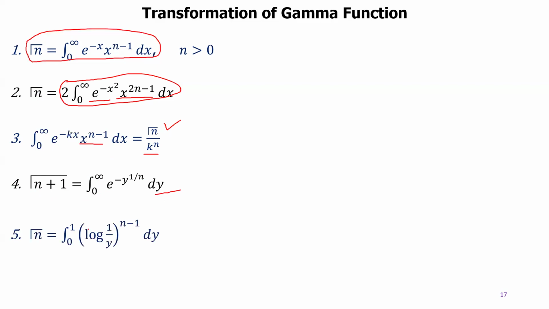And the fifth property is gamma of n equal to the integration under the limit 0 to 1 of log 1 upon y whole to the power n minus 1 with respect to y. So these are some different forms of the gamma function. The gamma function can also be expressed in this form.